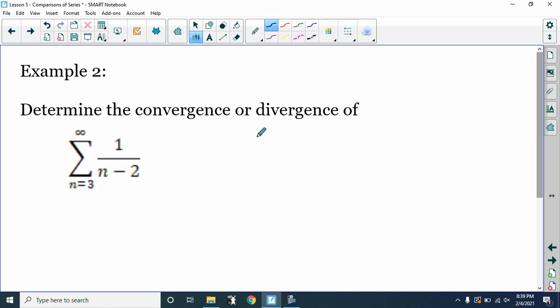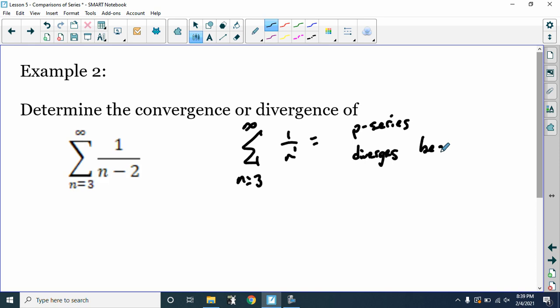We are going to compare that to the sum as n starts at 3 and goes to infinity of 1 over n, 1 over n to the first. This is a p-series. It is a divergent p-series because p is 1. Any p-values less than or equal to 1, p-series diverge.